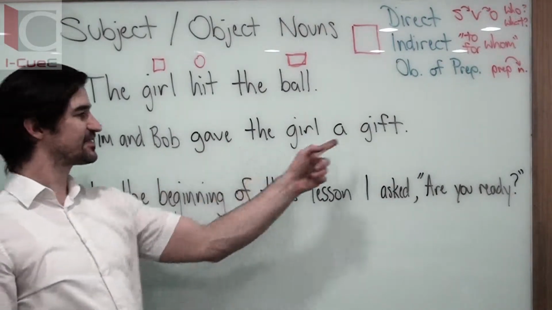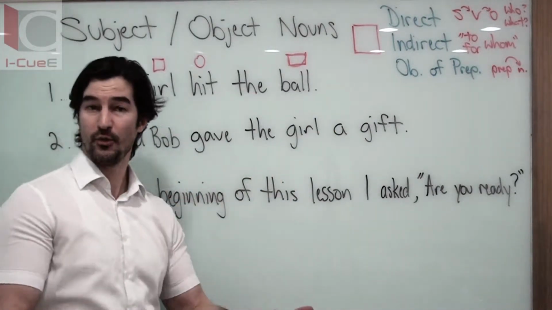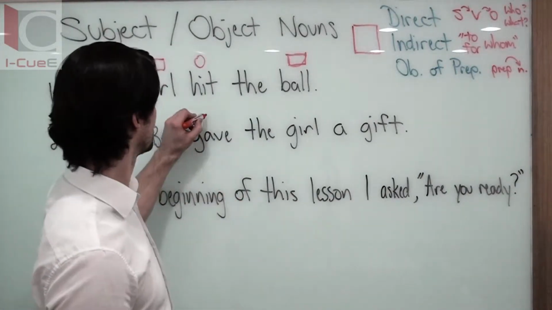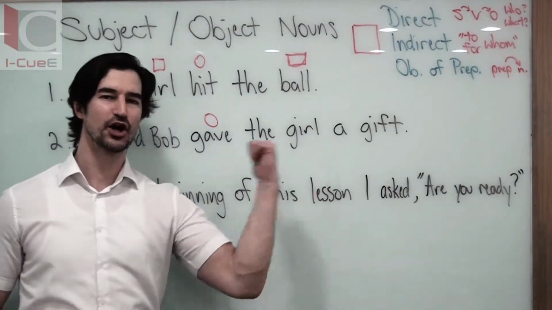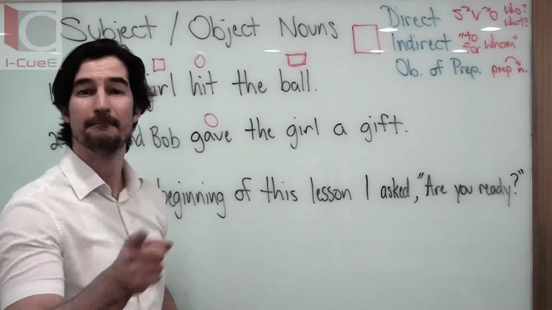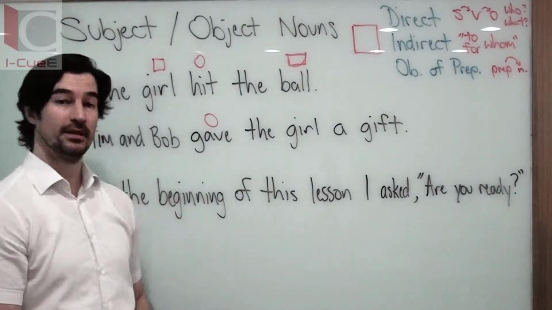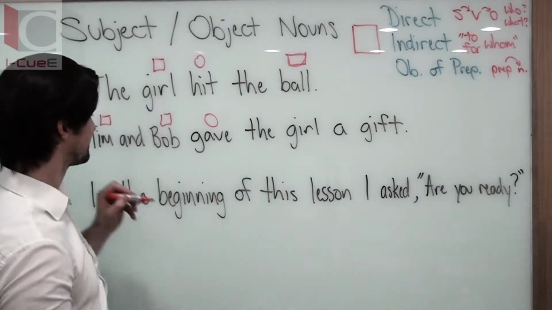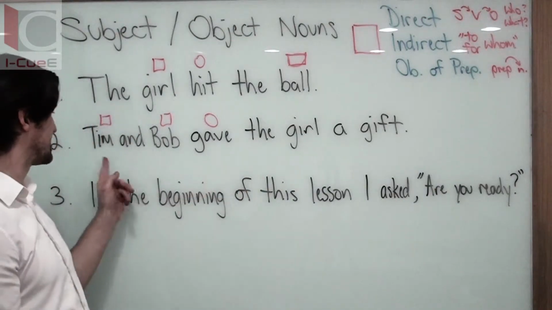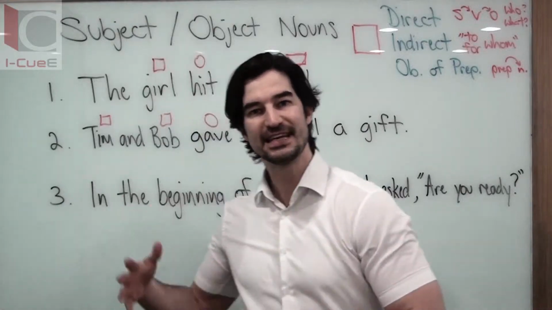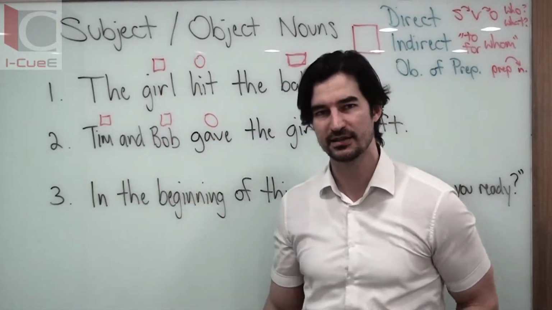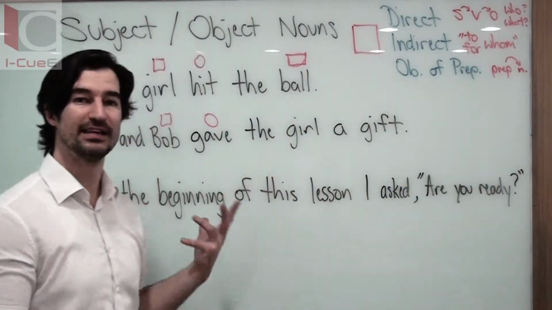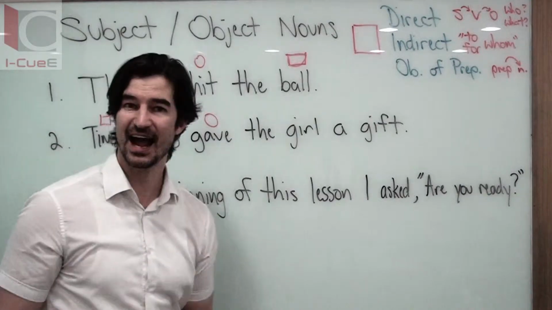Tim and Bob gave the girl a gift. So, what word are you going to find first? That's right, the verb. And you can identify gave here as the verb because you're all brilliant. But what's the subject? Here we have 2 nouns in front of the verb. The verb is gave and Tim and Bob are people. They're both names of people. So which one is the subject? That's right. They're both the subject. You can have many subjects of one sentence. They are both doing the action together.